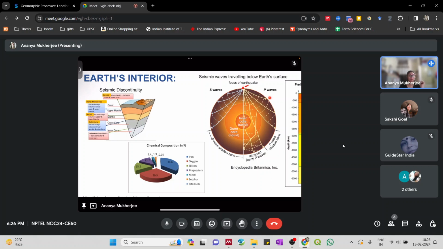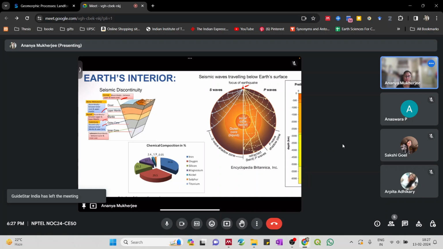Okay, so based on the paths that are followed by the S and P waves and the time they take to reach from one place to another, using that information the seismic discontinuities were presented. As I had mentioned before, Conrad is between the upper and lower crust, Moho between crust and upper mantle, Repeti between upper and lower mantle, Gutenberg between mantle and core, and Lehman between inner core and outer core. Okay, so the most important ones are like between crust and upper mantle.